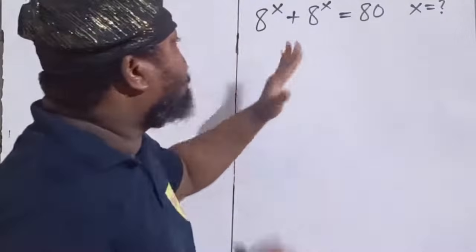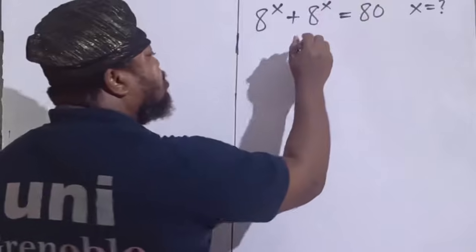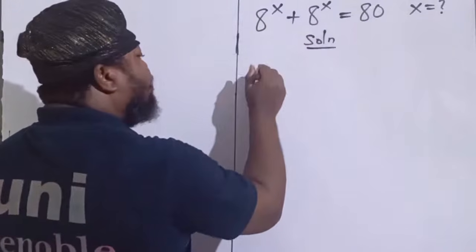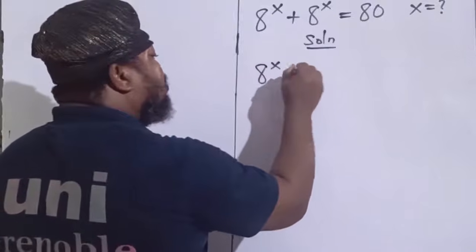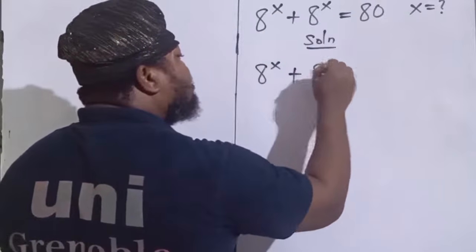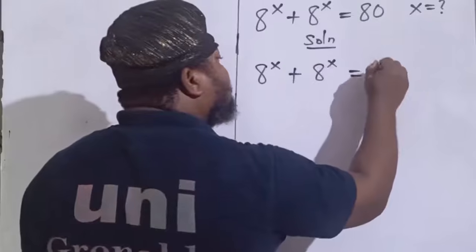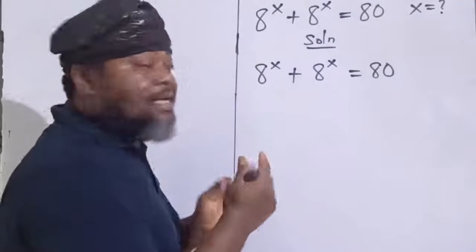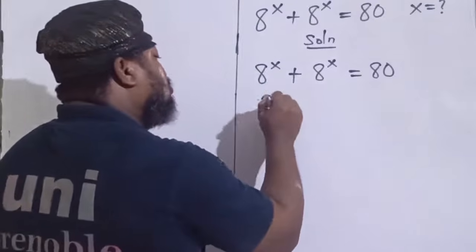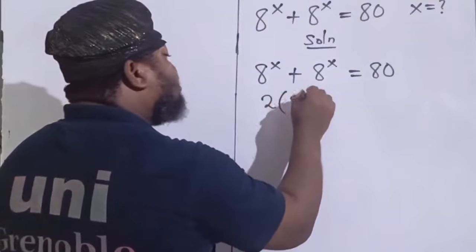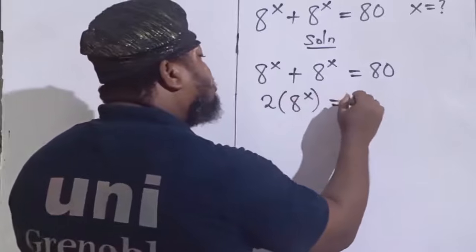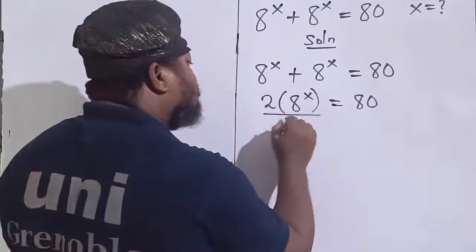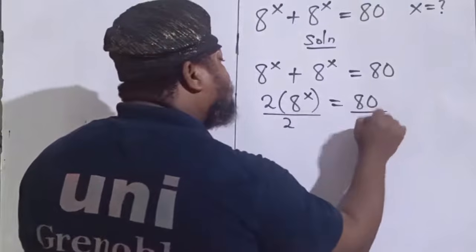Now, how do we solve this question? Let's do it together. We have a to the power of x plus a to the power of x again is equal to 80. My first step is to add these two together because they look alike. So I'll be having 2 times a to the power of x is equal to 80. The next step is to divide both sides by 2.